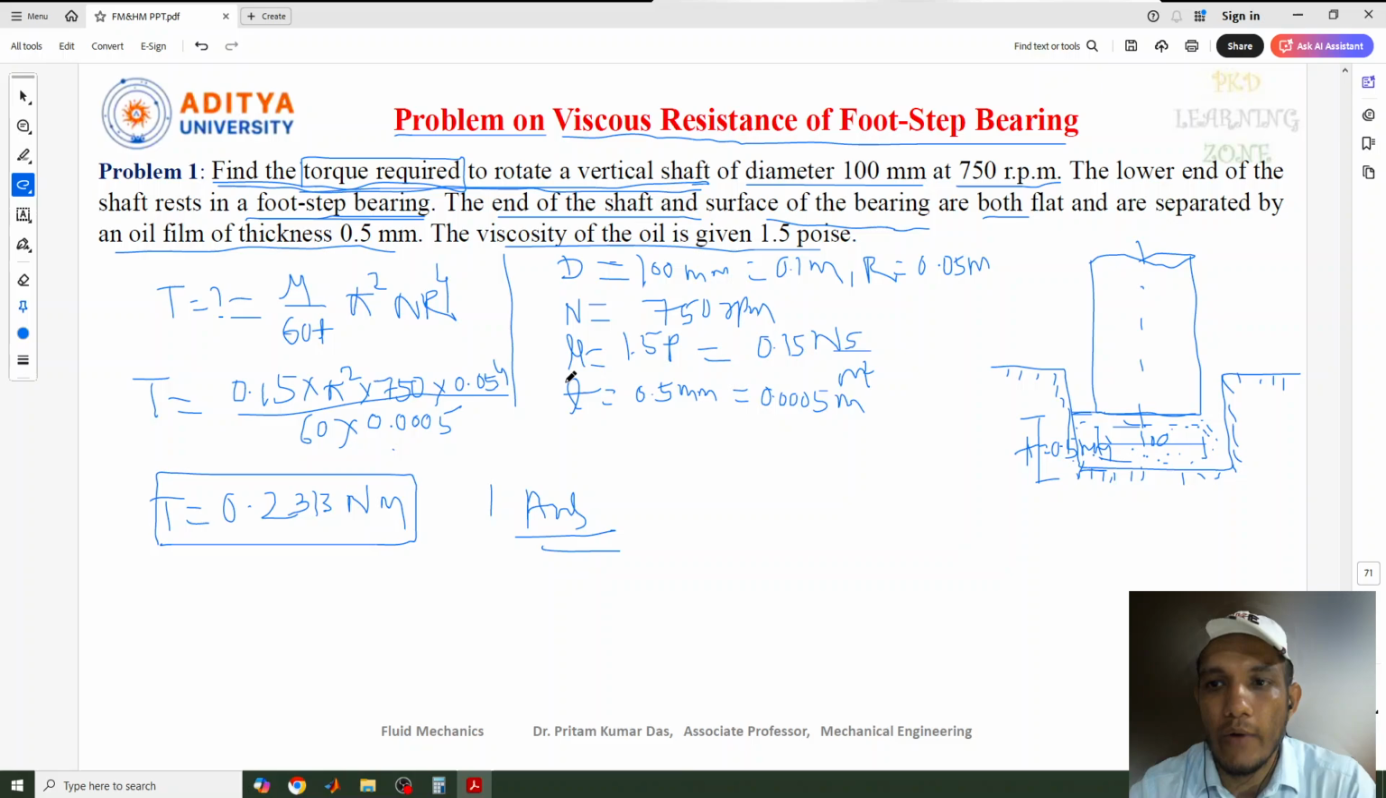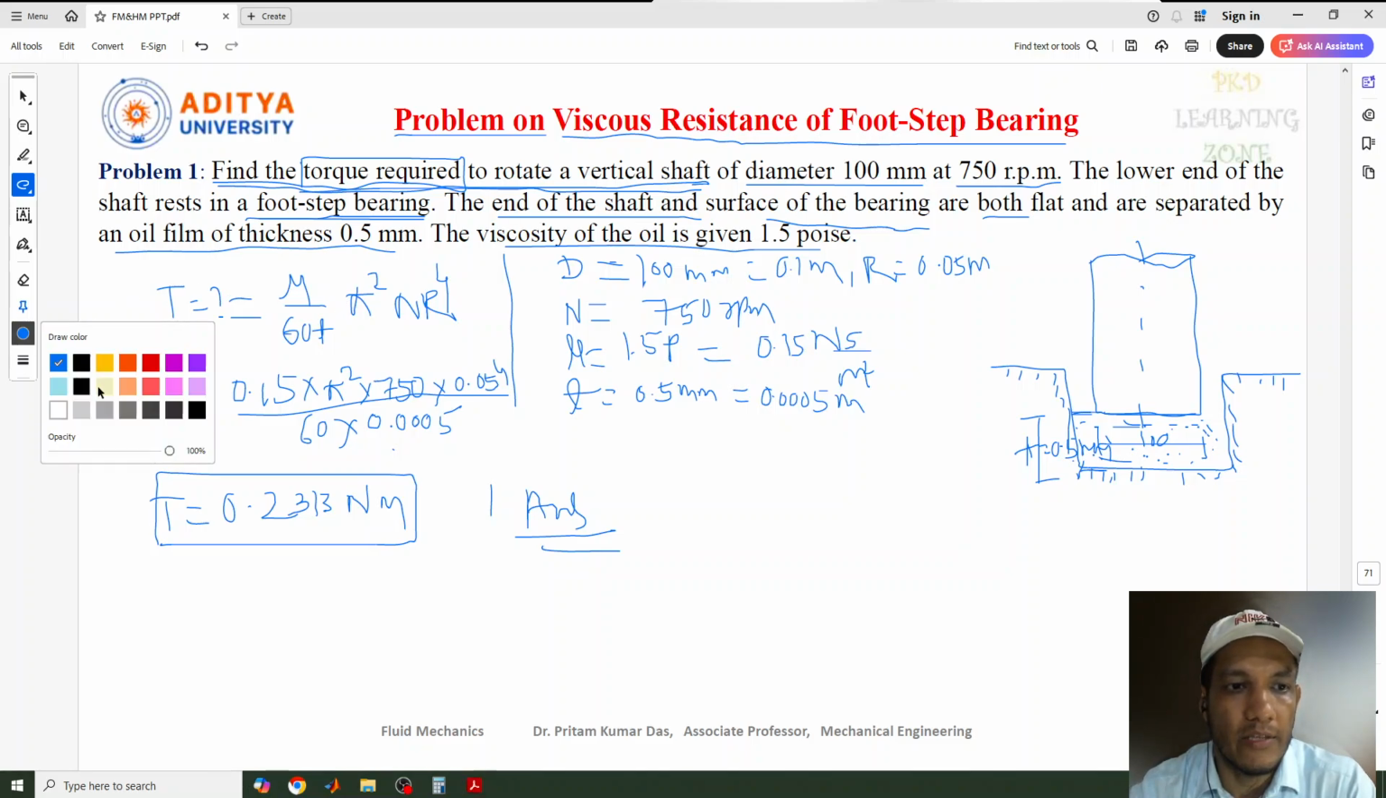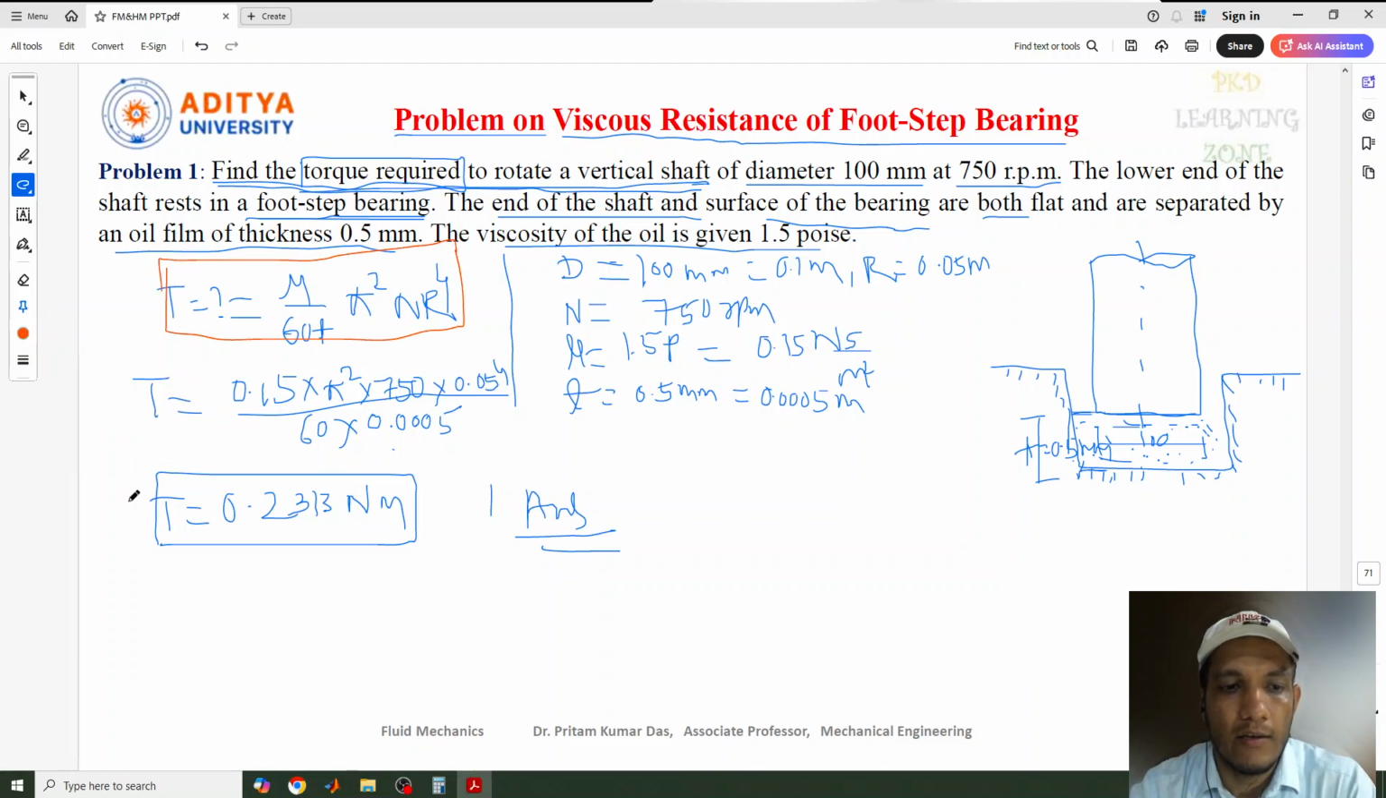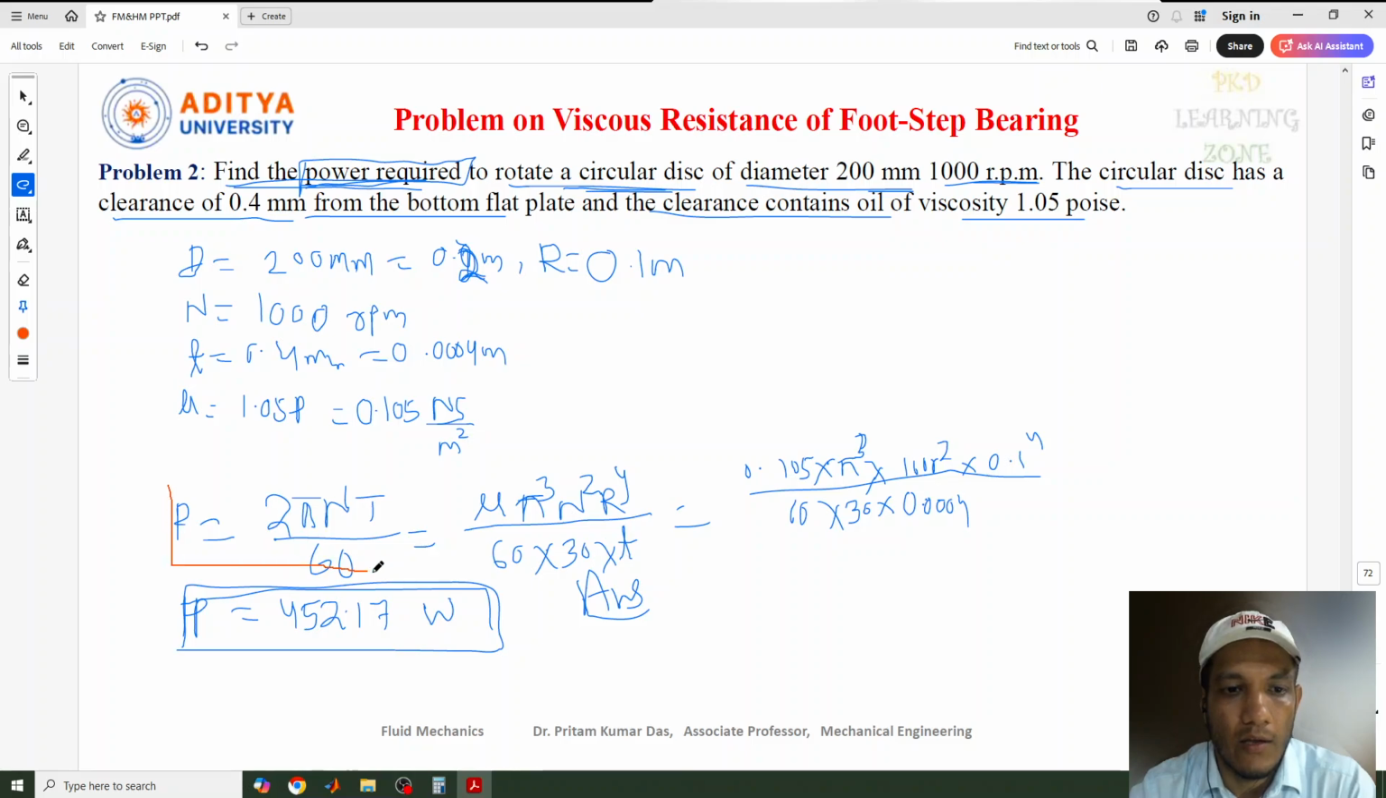I hope you understand how to solve the problem here. This is one kind of problem. These problems can be given in the semester exam, even in competitive exams, as a 2 mark or 3 mark question. We just need to remember these formulas, the torque formula and the power required formula. This is also linked, as we discussed in the previous lecture.